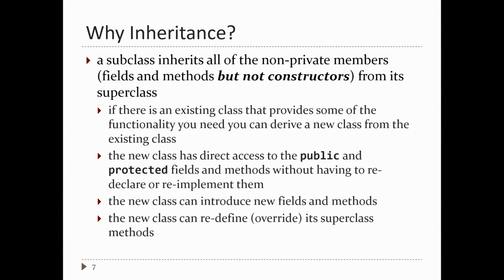Now, why are we using inheritance? Because if you have an existing class that provides some functionality that you need, you can derive a new class from the existing class. The new class gets direct access, and direct access means by name, to the public and protected fields and methods without having to declare or re-implement them. So that's important too.